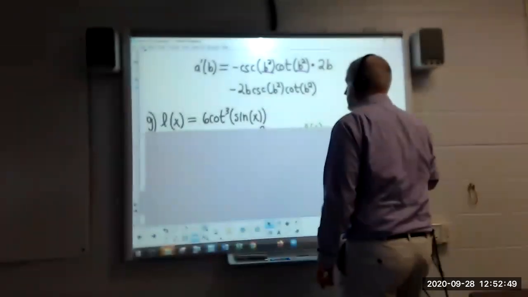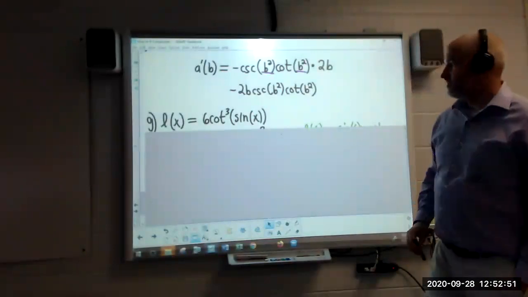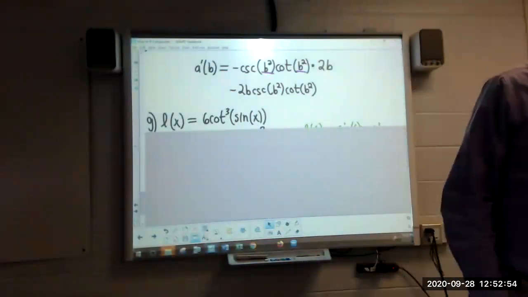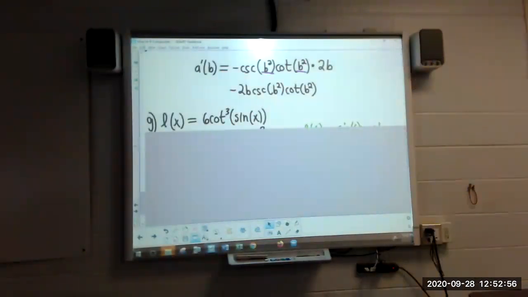Let's try another. This one is going to be L of x. L of x equals 6 cotangent cubed of sine of x.